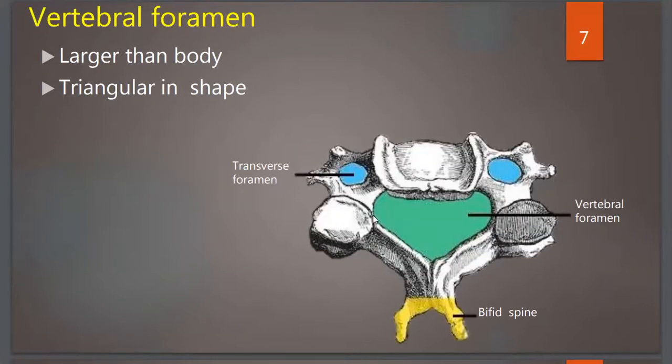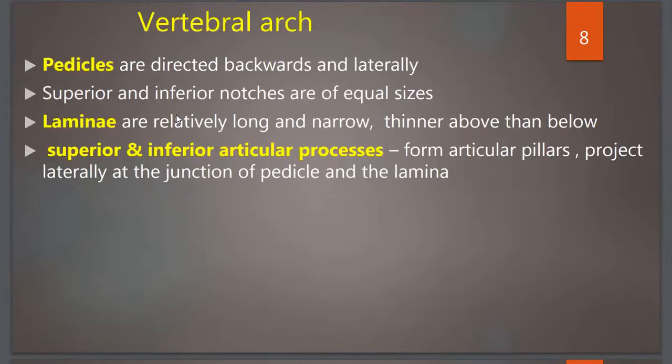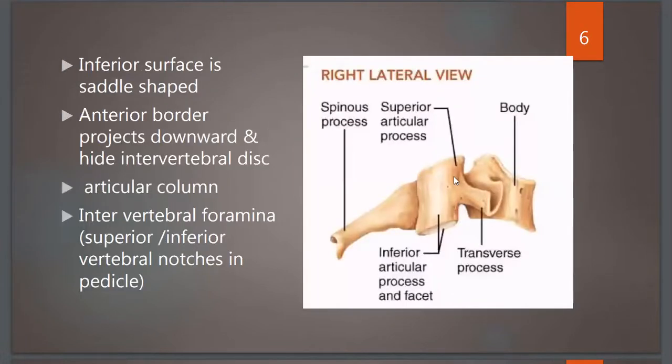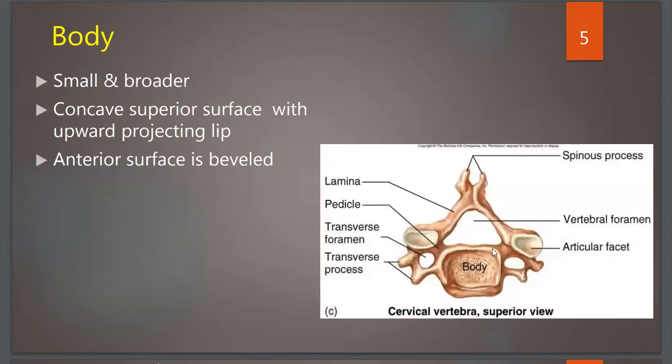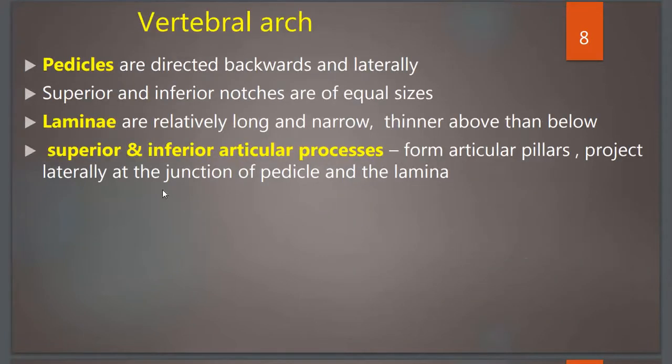Okay, so we know this particular area is the vertebral arch, right? In this vertebral arch, we will have pedicles which are directed backwards and laterally. Superior and inferior notches are of equal size. Let me show you. This is the superior vertebral notch. This is the inferior vertebral notch. And these are the pedicles. So superior and inferior vertebral notches are of equal size.